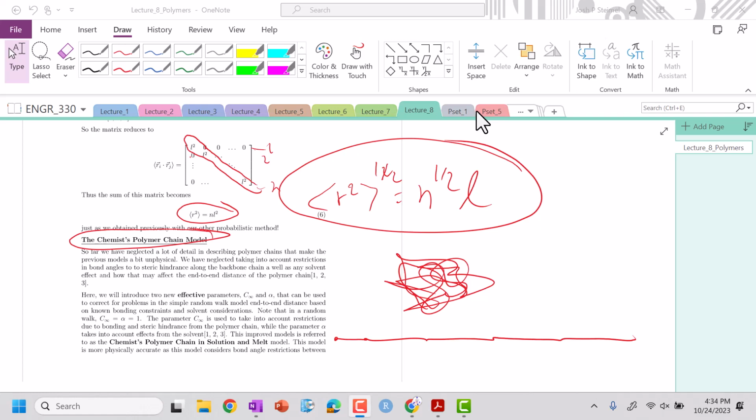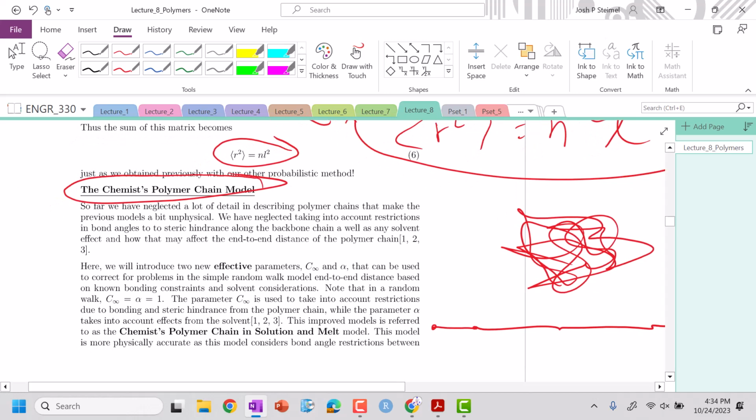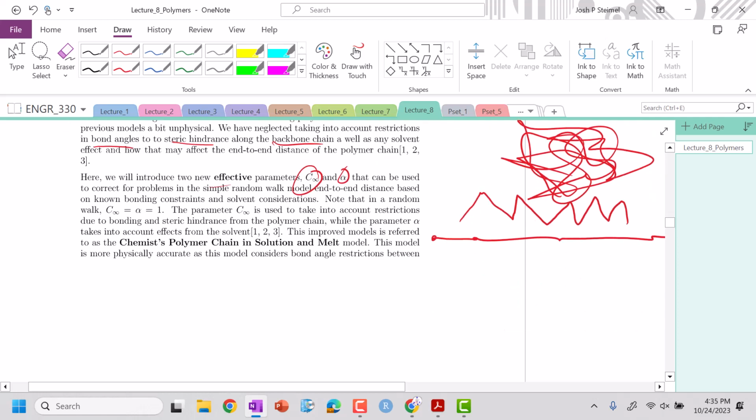All right, so we have neglected a lot of the chemical interactions that occur along the backbone chain, or within the backbone chain, excuse me. And we ignored bond angles, steric hindrance, things that are going to naturally elongate our polymer. So we're going to introduce two new parameters, C infinity, which is our Flory characteristic ratio, and alpha, which is going to be our solvent quality parameter.